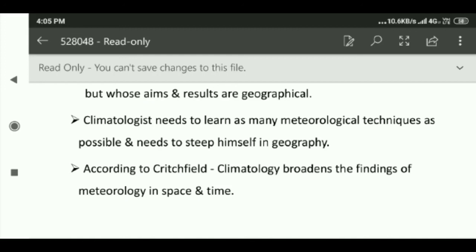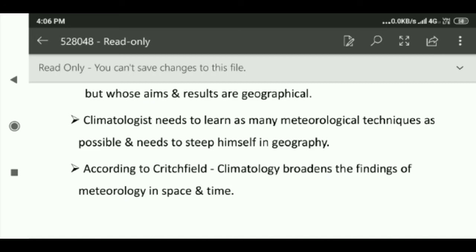Crutchfield has clearly stated that climatology broadens the findings of meteorology in space and time. Although climatology aims at a systematic study of climate and its distribution on the Earth's surface, the knowledge of the individual weather or climatic elements, that is, meteorological study, is equally important or essential. It is in this respect that climatology comes closer to meteorology.